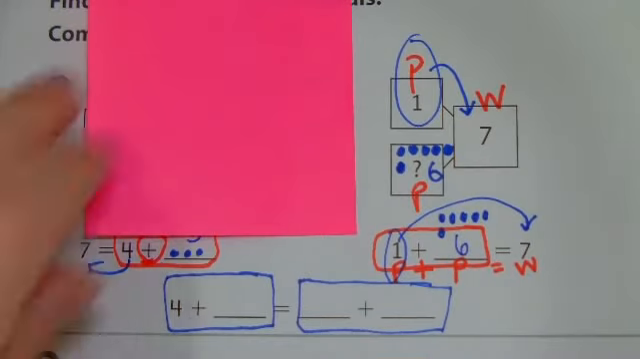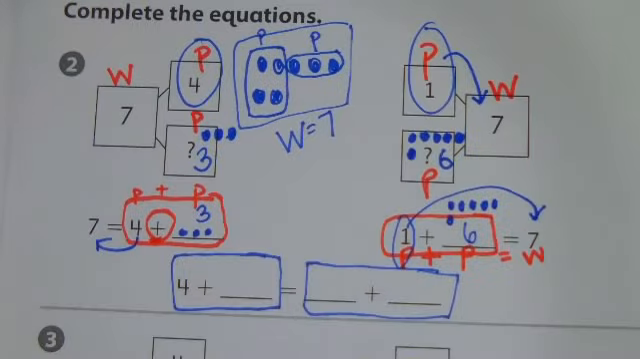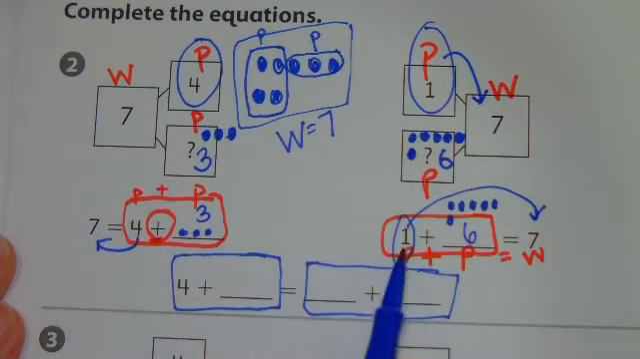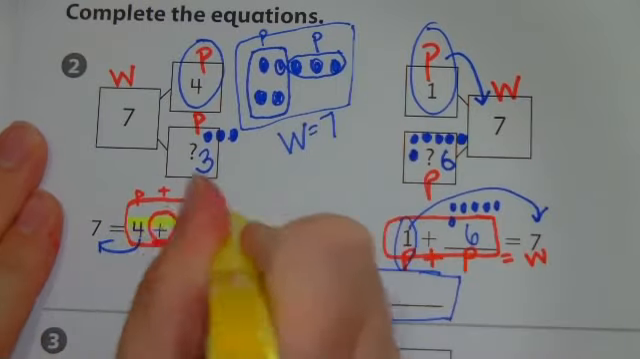Is that the same? Yep. So now we have two equations. We have the equation of 7 equals 4 plus 3, and we have the equation of 1 plus 6 equals 7. Okay?